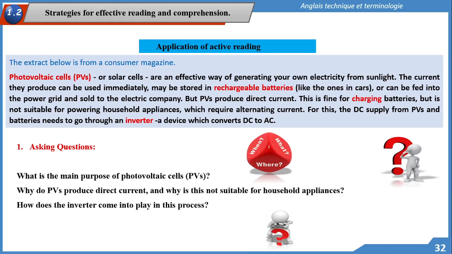So at the end we can also ask: how does the inverter come into play in this process? The inverter is necessary to convert the DC supply from PVs and batteries into AC, making it compatible with household appliances.